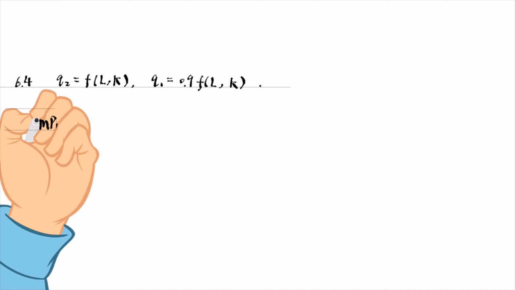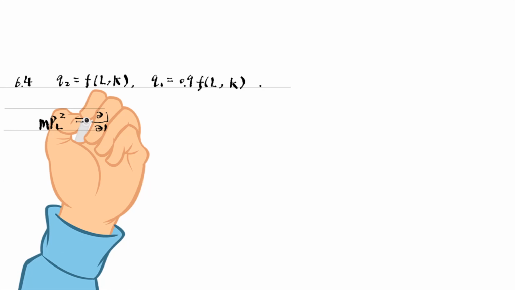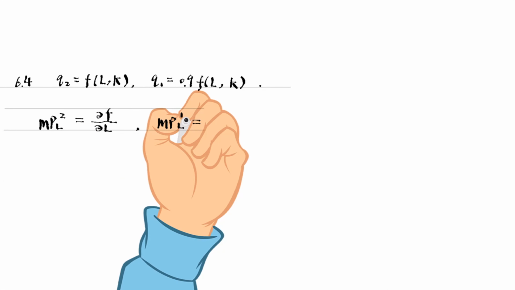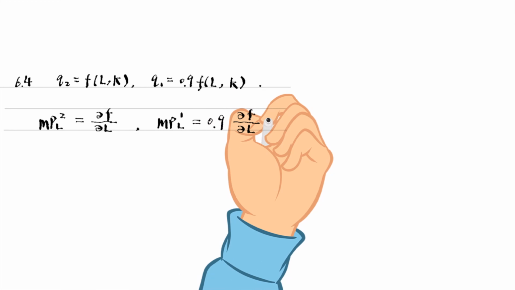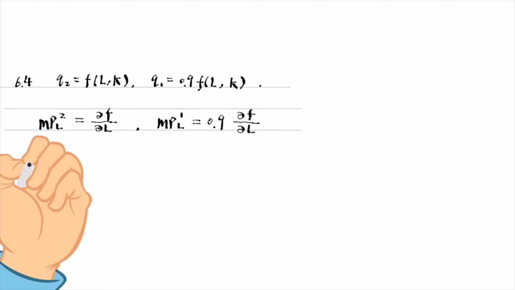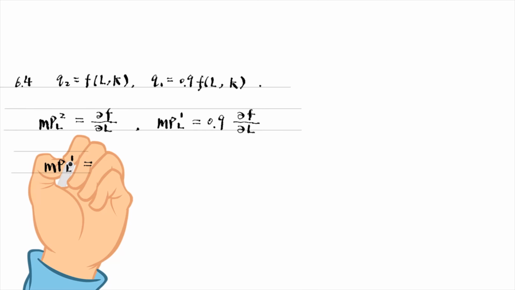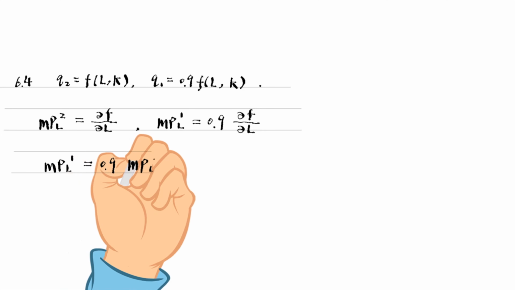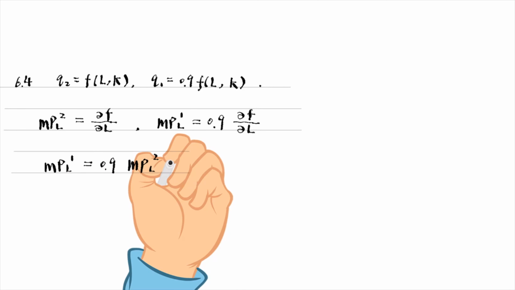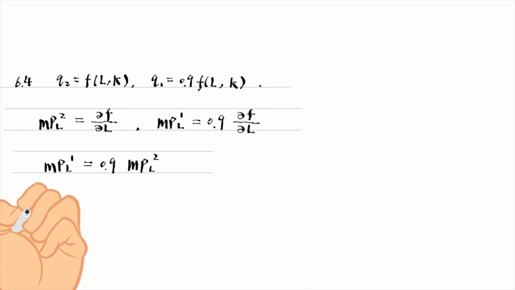We can write down the marginal product of labor for firm 1 and for firm 2. We find that the marginal product of labor for firm 1 is 90% of that for firm 2 at a particular level of inputs.